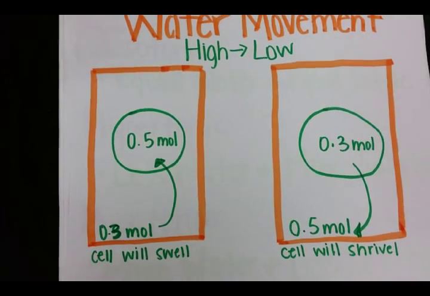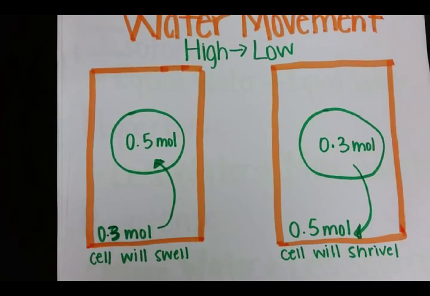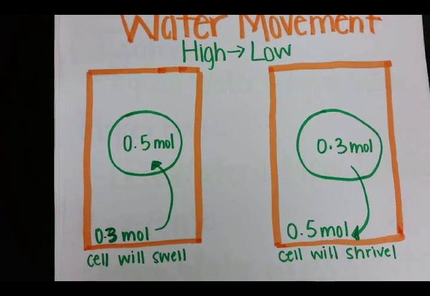Water always moves from a high water potential to a low water potential. If the water potential is higher inside the cell, then the water will move out of the cell.